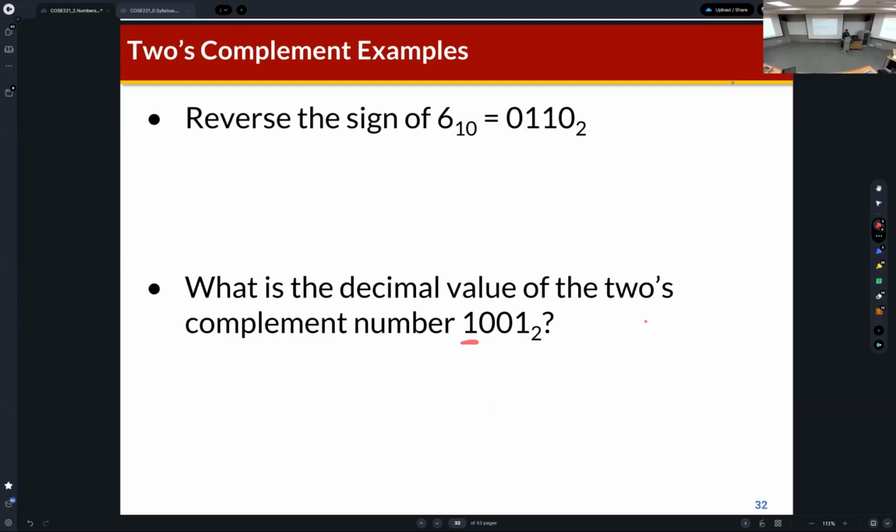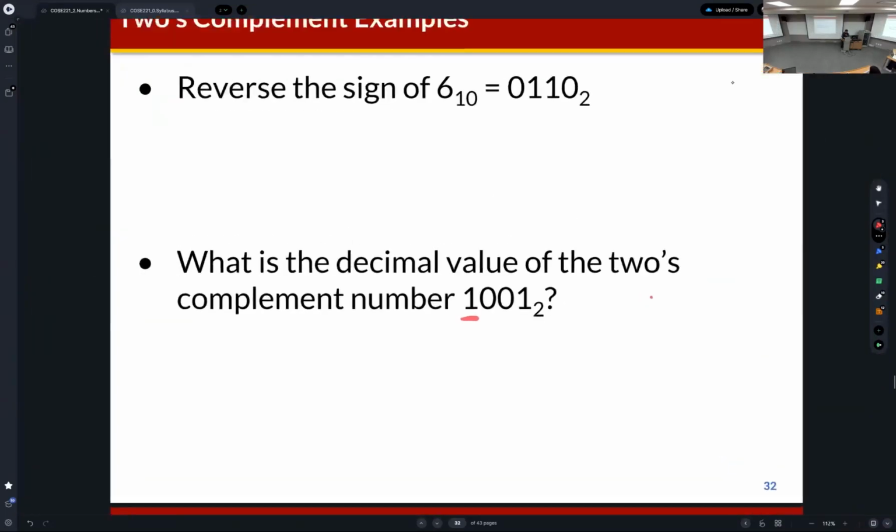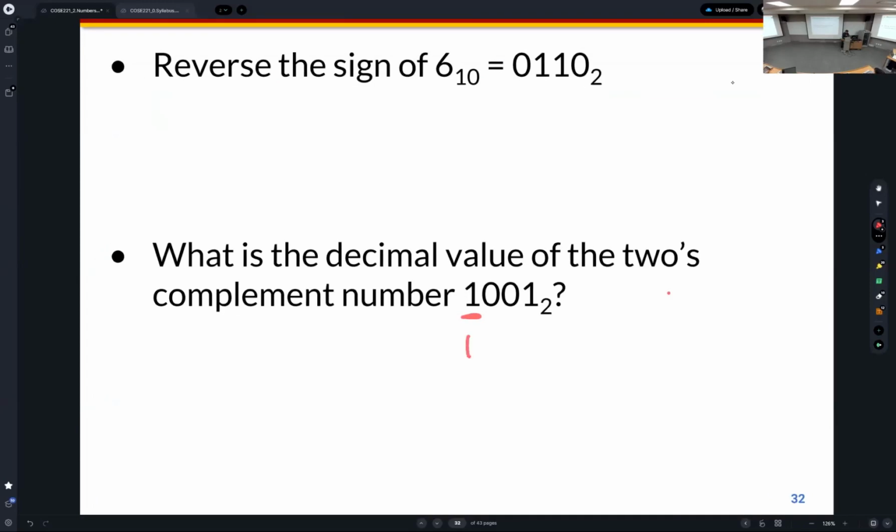In this example, the MSB 1 means -2 to the 3, so this is -8, and this is 1. So -8 plus 1 equals -7.